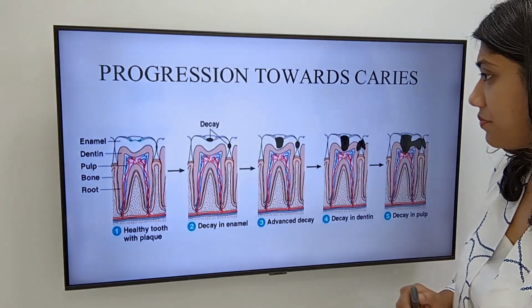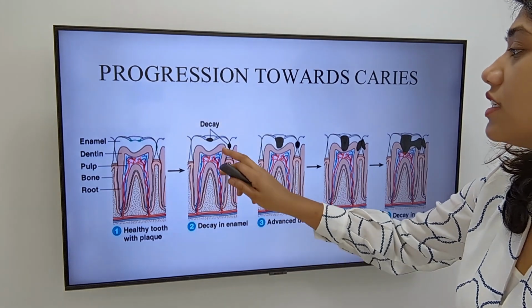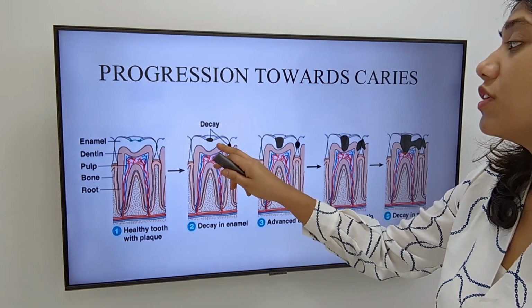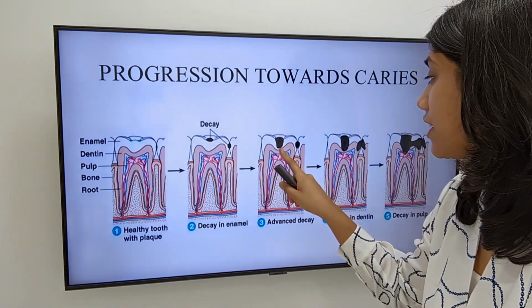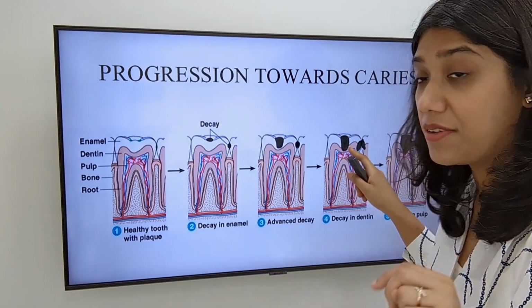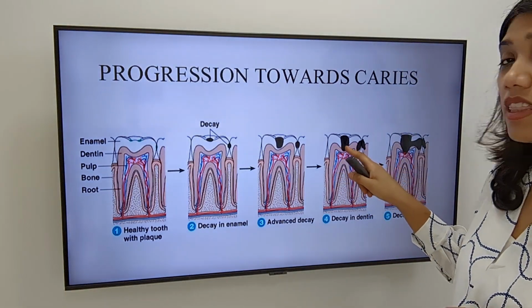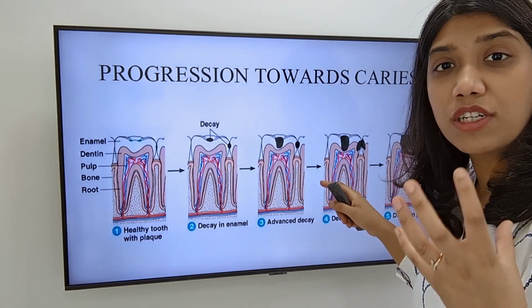Now let's see the progression of cavities. So progression of cavity shows that the initial decay is present only in the outer layers. Okay, so this is an enamel. This has progressed further into enamel. This has gone into the second layer, that is the dentine. Now this is when the pain can start. You can have sensitivity to sweet, sensitivity to cold.